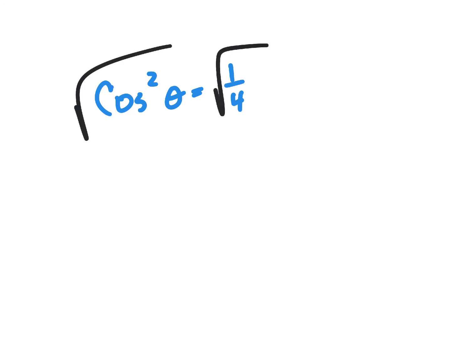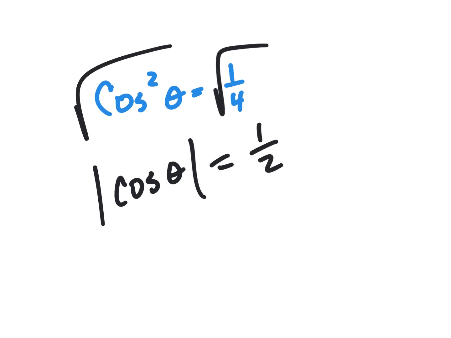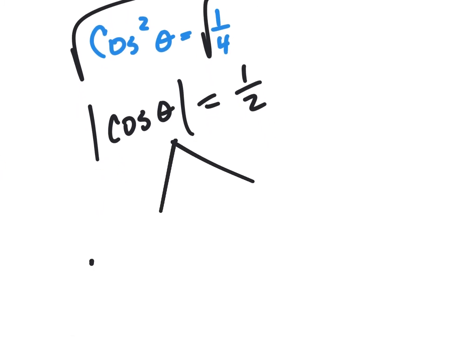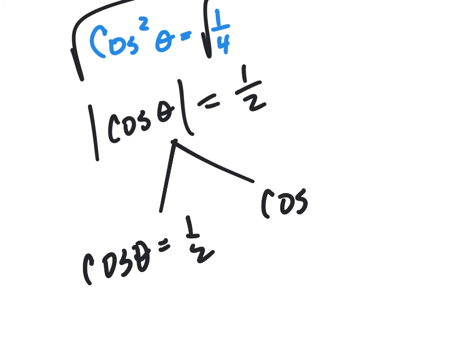Okay, I'm going to square root both sides. Is that what you did? Absolute value of cosine. And, ooh, this works out nice. Square root of 1 is 1. And the square root of 4 is 2. Then I break it into 2 problems. Cosine of theta equals 1/2. And cosine of theta equals negative 1/2.